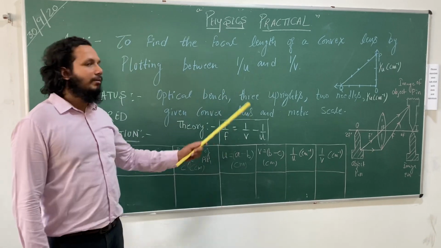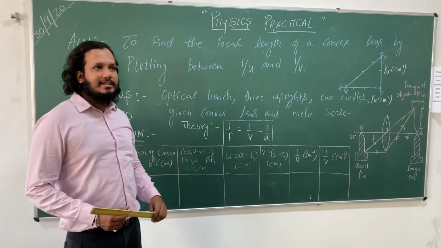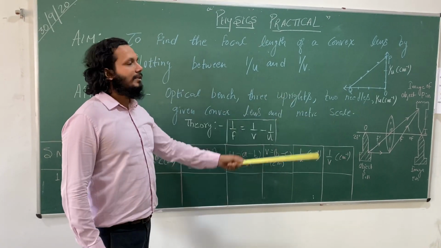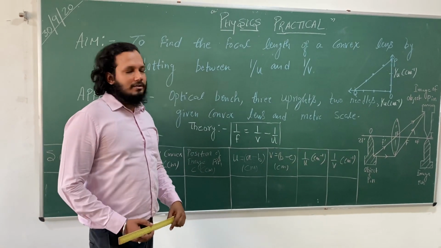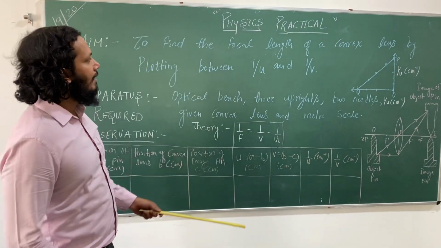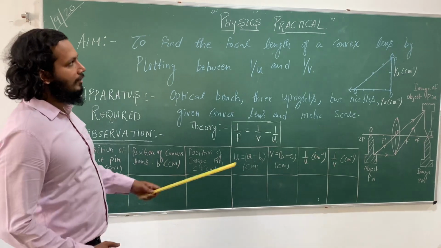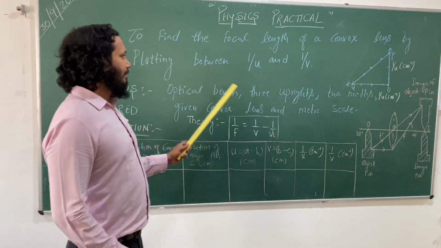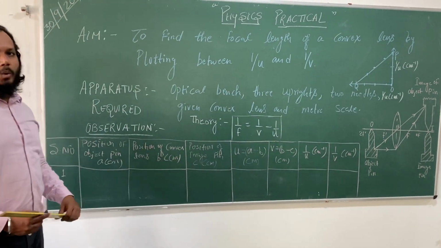The u term represents the object distance and the v term represents the image distance. On the basis of these two distances, we are going to find out the focal length of the given convex lens by plotting the graph of 1 by u and 1 by v.